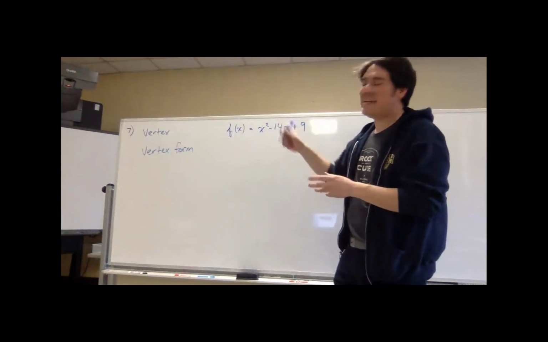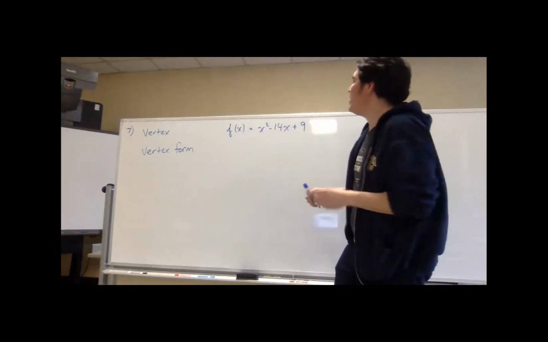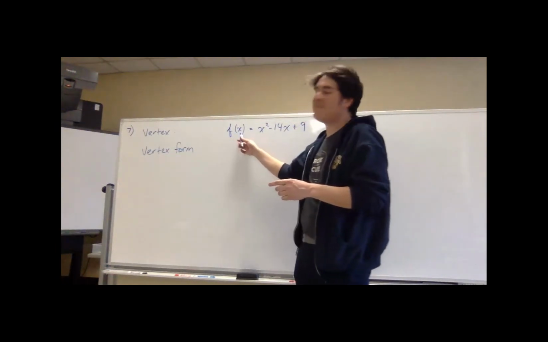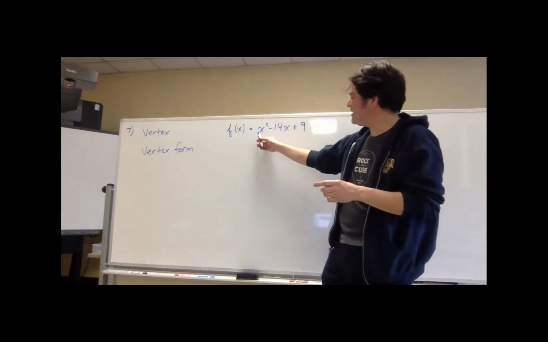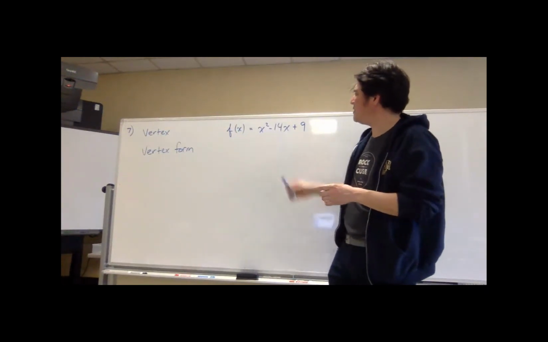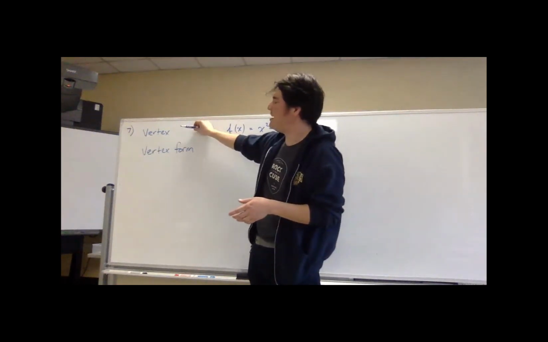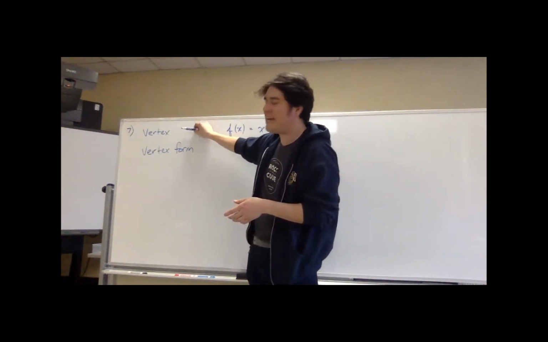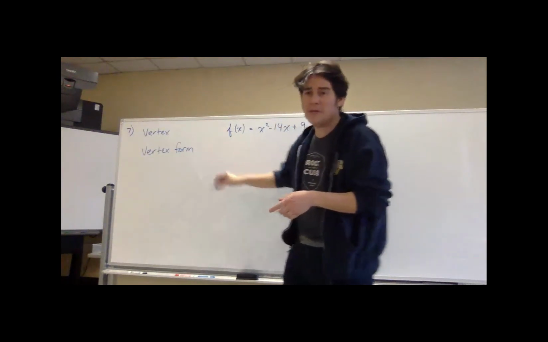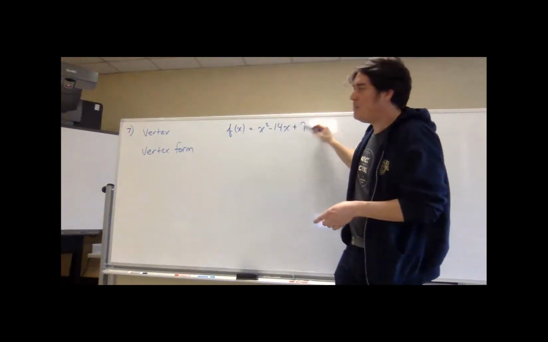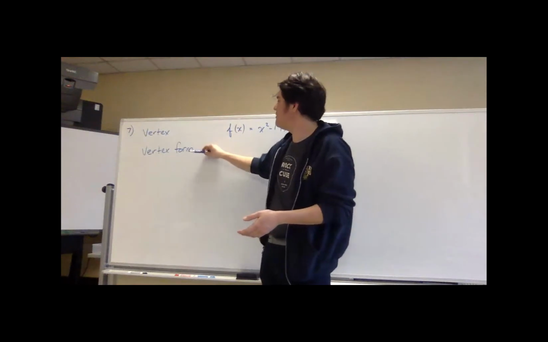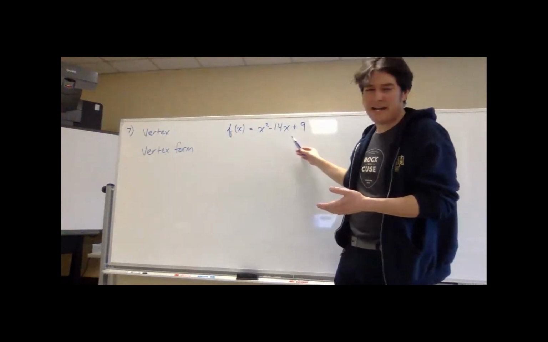Fantastic. Let's take a look at problem number 7. In problem number 7, it's asking us about the function f of x, and it's given us a quadratic of x squared minus 14x plus 9. It's asking us to say which of the equations listed has the correct vertex and vertex form of this quadratic. Well, in order to figure out the vertex or the vertex form of any quadratic, the easiest thing we can do is graph it.